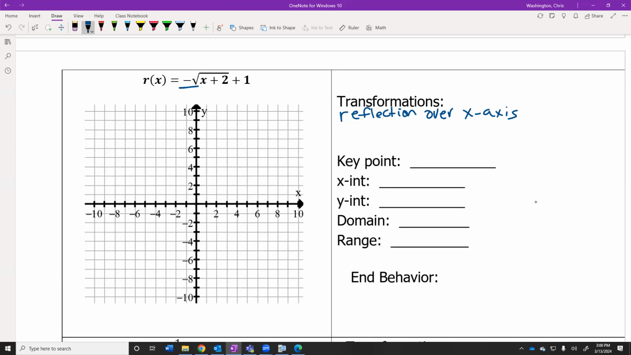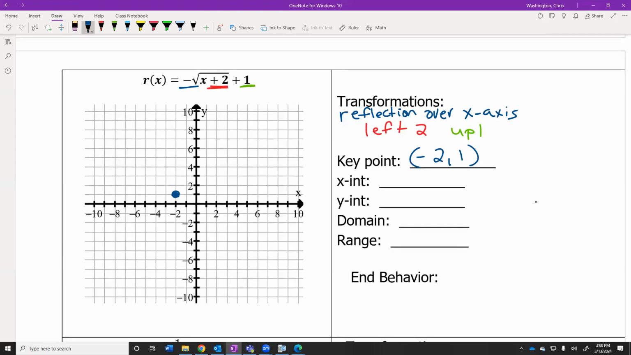What's the +2 going to do to our graph? It's going to move it left 2. And what is the +1 going to do to our graph? Up 1. So I'm going to start at the origin. I'm going to go left 2 and up 1. That point is on our graph, and we're going to call that our key point.